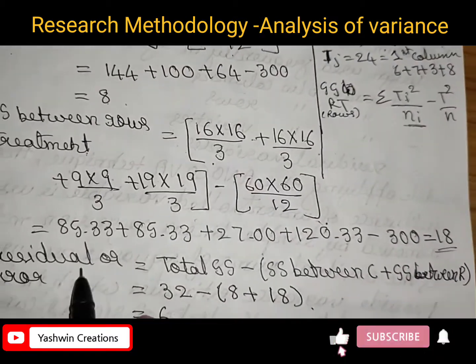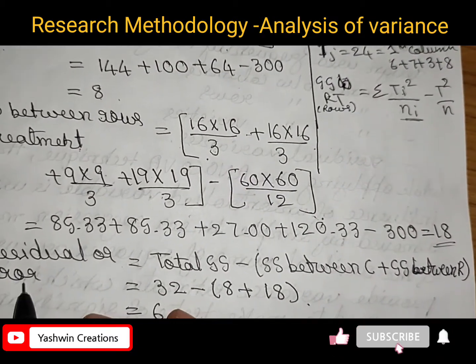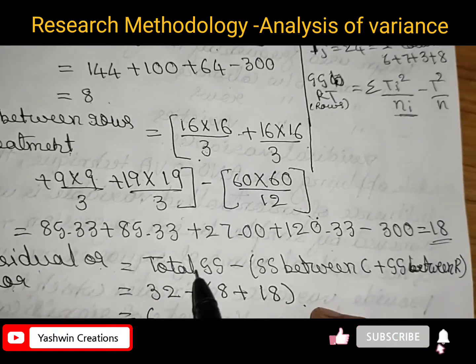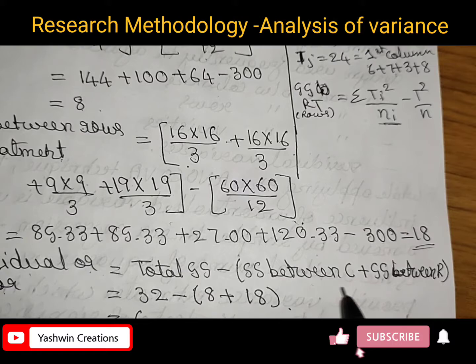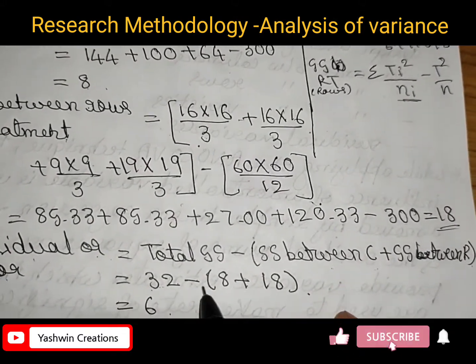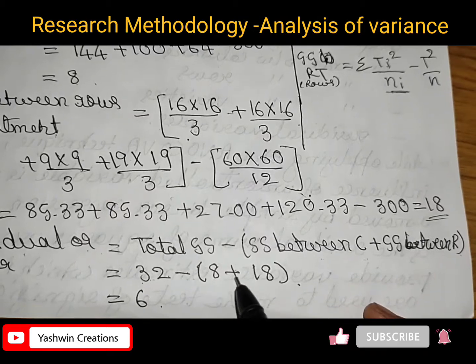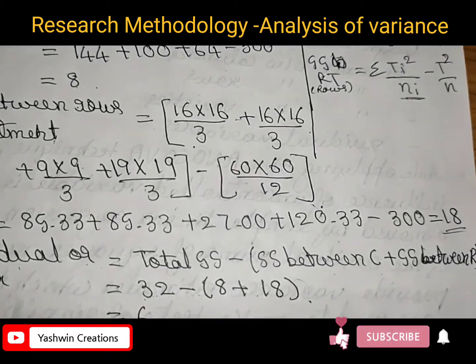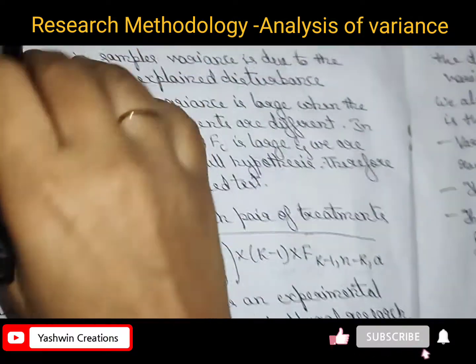So SS residual or error equals total SS minus SS between C plus SS between R, that is equals 32 minus open bracket 8 plus 18 close bracket, the value is 6, you will get. Some points regarding variance.